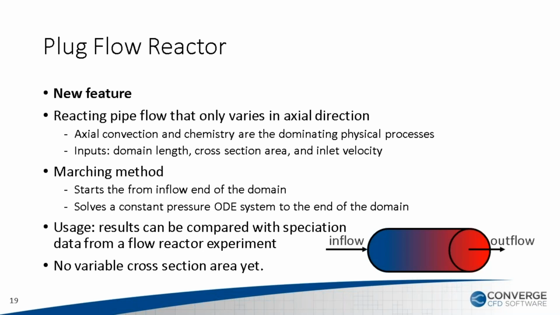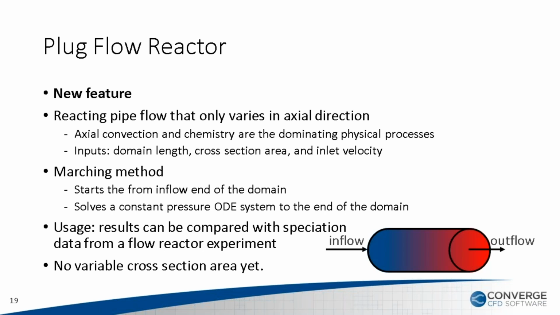Just a brief overview of why we consider it a 0D reactor: because of the way we solve it, we use the marching method. We start from the inflow end of the domain, and then we solve a constant pressure 0D reactor from this inflow to the end of the domain at the outflow. So what we essentially do is take the 0D constant pressure reactor and run it with slight modification so that we can convert the time into a spatial dimension.